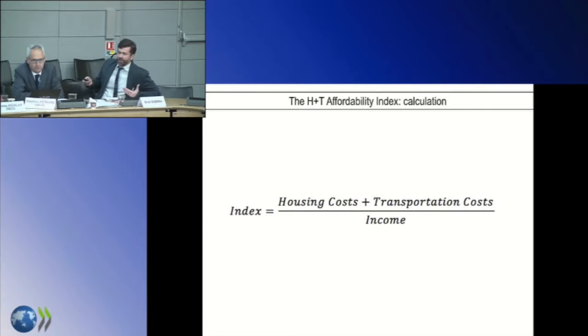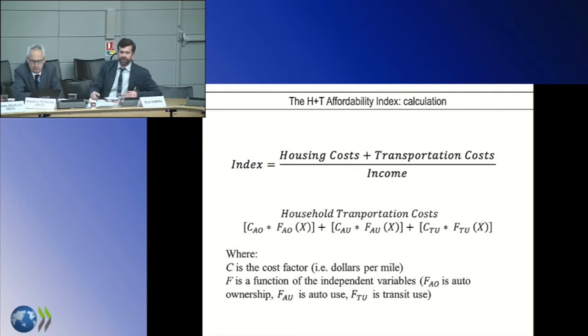Essentially, the index is pretty simple. You just take a household income or a regional income, and you divide through by housing costs plus transportation costs. And you'll see actually calculating that is a little bit more complicated. So this is an equation from the Center for Neighborhood Technology, where household transportation costs are essentially a function of the percentage of people in a neighborhood that travel by different modes times the cost of traveling by those modes.